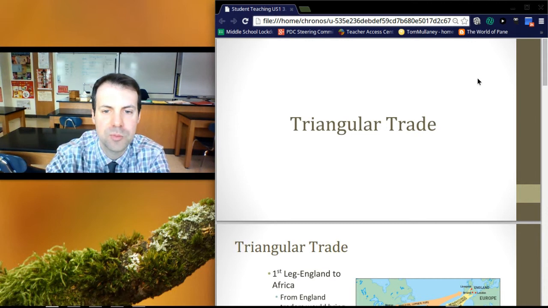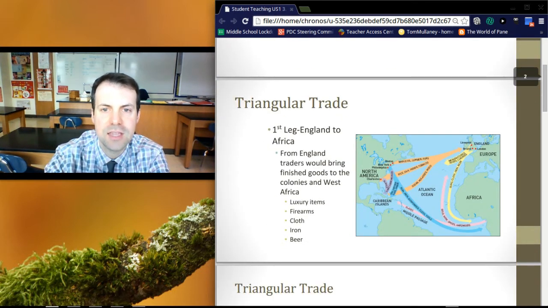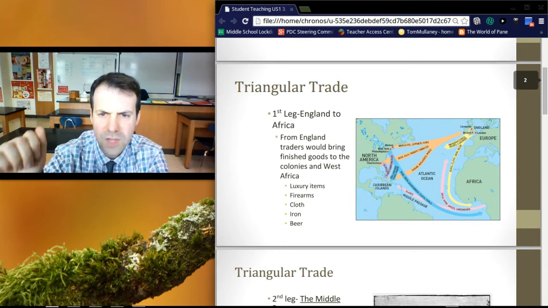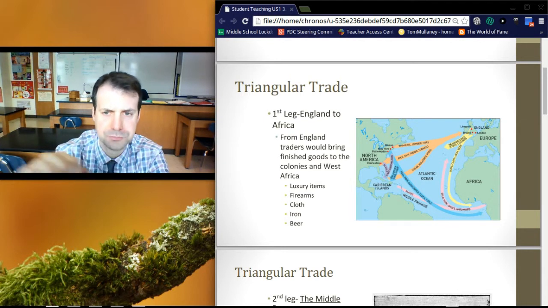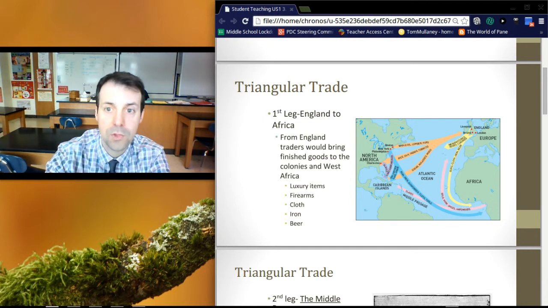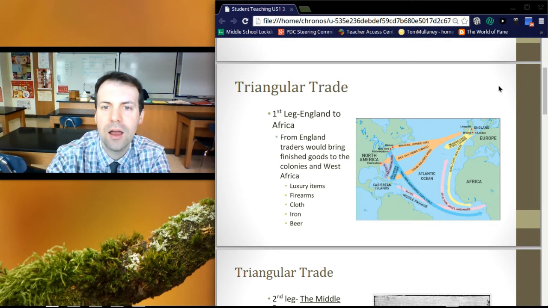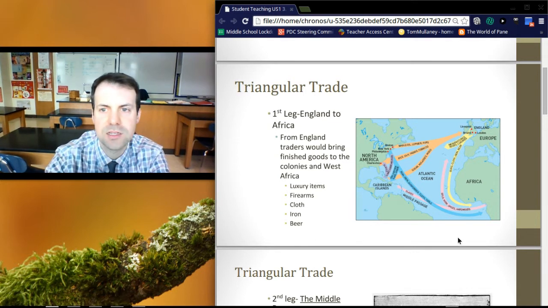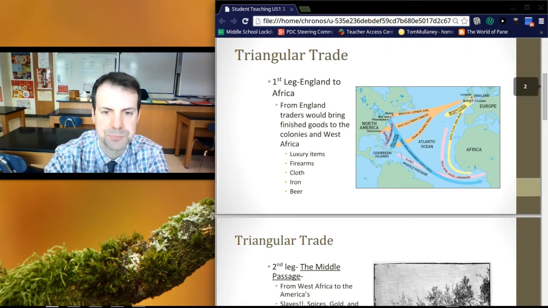Triangular trade, these are from Mr. Boyle. First leg is England to Africa. Luxury items, firearms, cloth, iron, beer, finished goods, basically going from Europe to Africa.